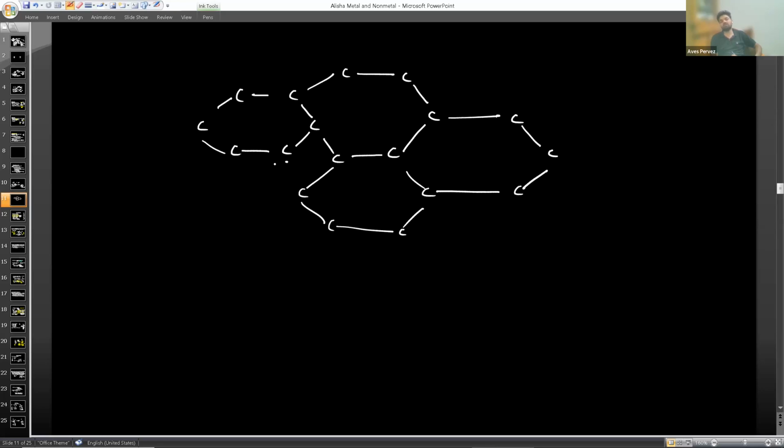So this is the structure of graphite. And graphite is able to conduct electricity. And why is it able to conduct electricity? We're going to learn this in the next chapter, the carbon compounds chapter.